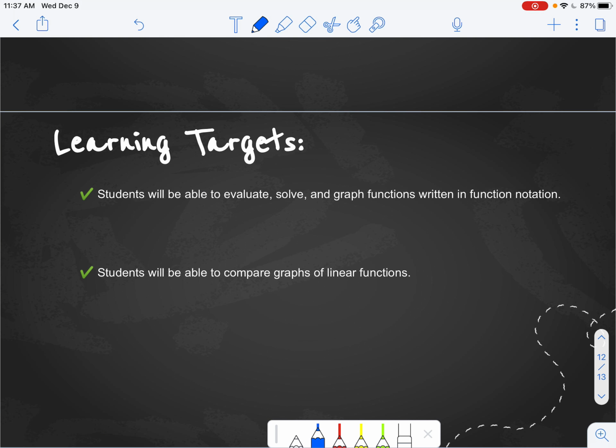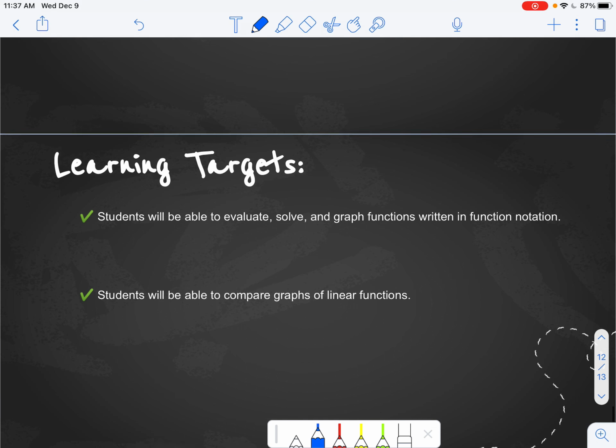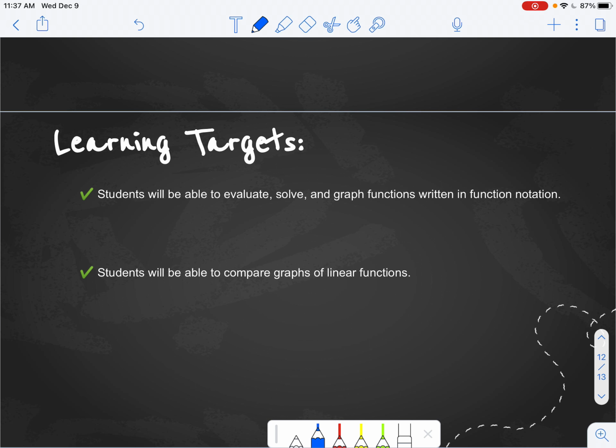So I know that this was a longer lesson and that there are a lot of different things that I threw at you. But if you made it this far and if you stuck with it, paid attention, wrote a few things down, I think that you will do very, very well on the homework. I tried to tailor the lesson and take care of all the different types of problems you would see on the homework. So let's see, students will be able to evaluate, solve, and graph functions written in function notation. Took care of that yesterday. We also looked at how to graph those piecewise, absolute value, and step functions. So we took care of that.